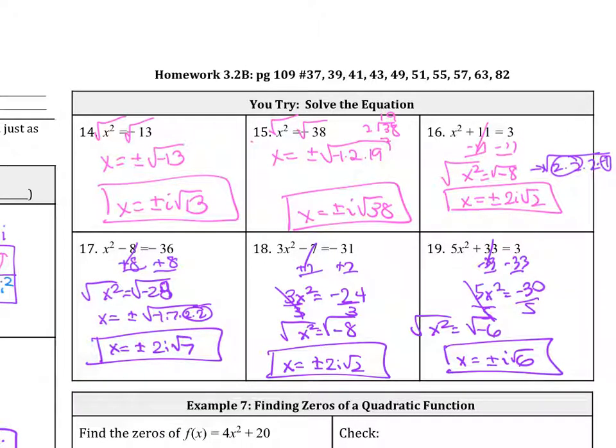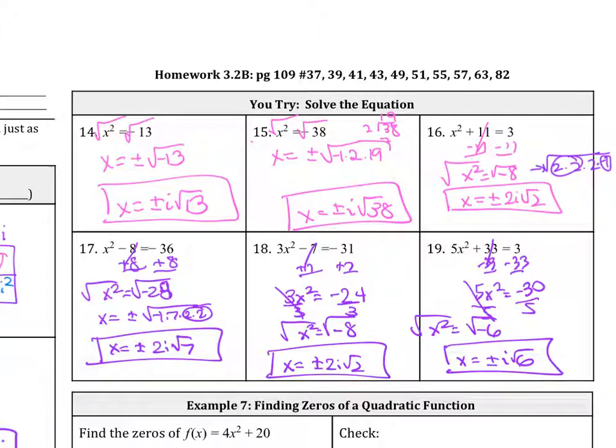All right, if you tried this out, number 14, you would have gotten plus or minus i root 13. Now notice the 13 is not perfect. It stays under the square root. Number 15, that is plus or minus i root 38. So I tried to break it down. You should always check to make sure if it does or doesn't break down. This is 2 times 19, which are both prime, or they both don't simplify, so therefore you leave it as i root 38.